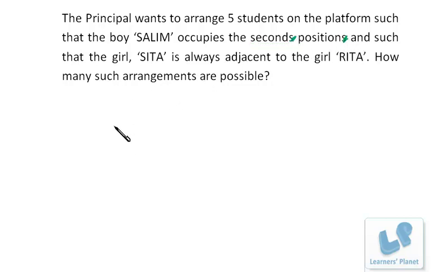Now we have 5 students: 1, 2, 3, 4, 5. At the second position, the person Salim is fixed, so we just have one choice over here. Now for the other positions we need to have Sita and Rita together, so we treat them as one person. Now we have fixed one person. We are left with 4 places and we have to arrange 4 persons. In that I tied up S and R, that is Sita and Rita, and now I have 2 more persons, maybe P and Q.